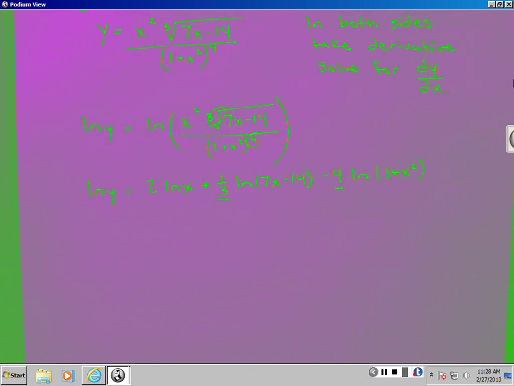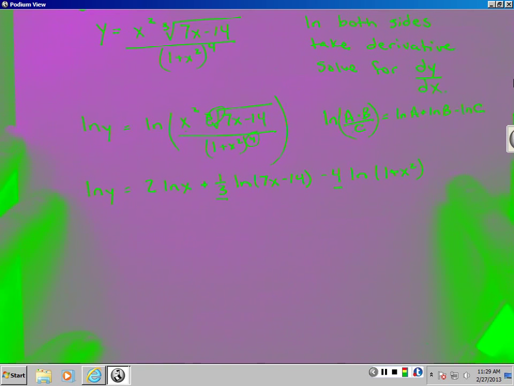So when you take a log and you're subtracting them, then you can write it as dividing. And if you have dividing, you can do this. If I have something like ln of a times b over c, I can write that as ln of a plus ln of b minus ln of c. And then I also have powers to deal with that I can pull down front.